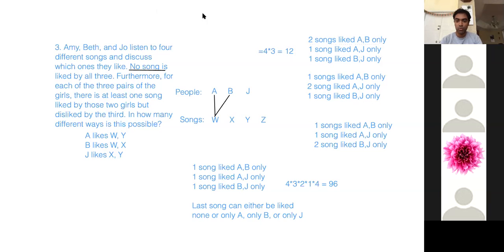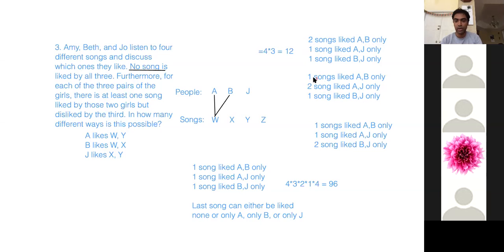Okay, so I can choose 4 songs, one of which is liked by B and J, 3 remaining songs for one of which is liked by A and J. Now I'll be left with 2, and those must be the 2 liked by A and B. So I don't really have any more choices left there, but I can choose 4 choices for the ones B and J liked, 3 choices for the ones A and J liked.